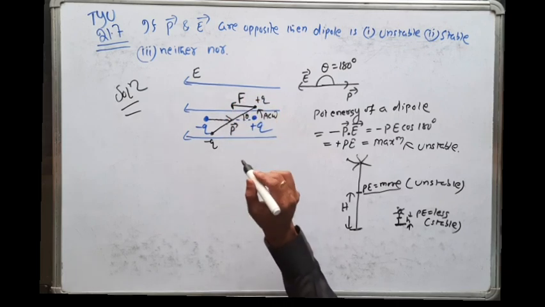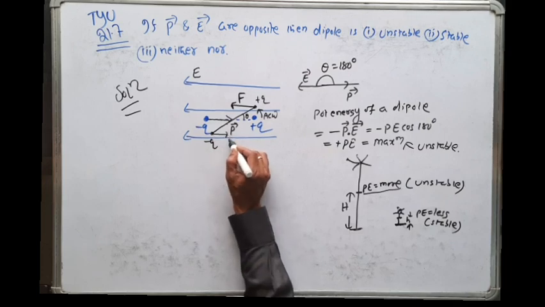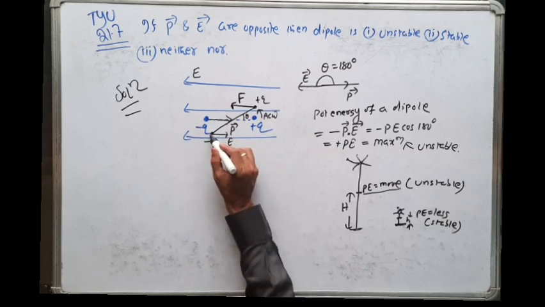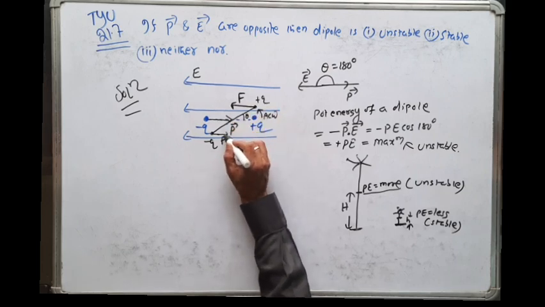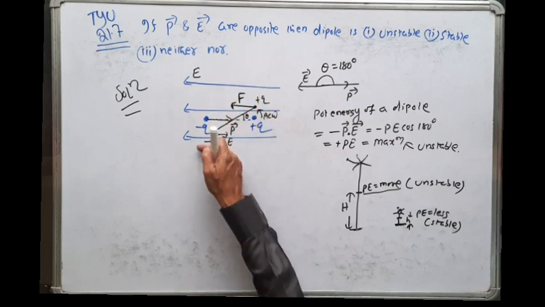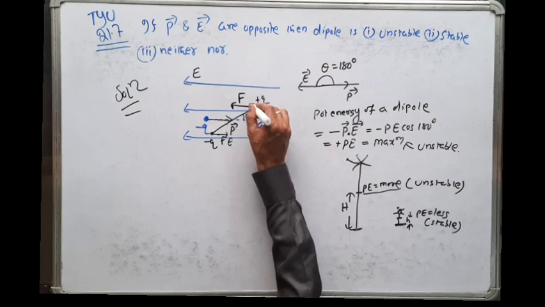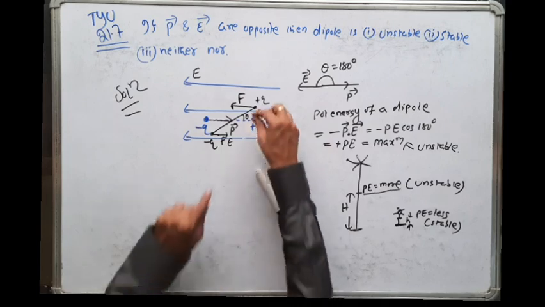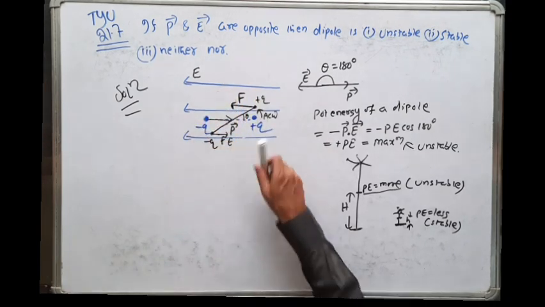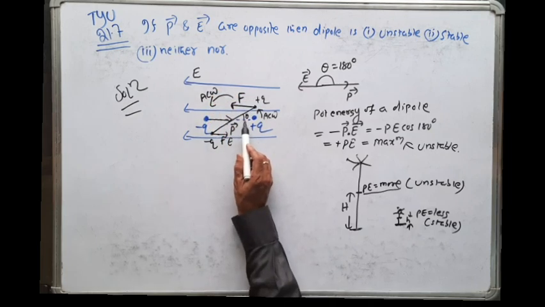And this negative charge will experience a force opposite to that of the electric field because it is a negative charge. So this force and this force will produce a couple, and that couple will produce a torque. Along which direction will that torque rotate the dipole? You see the direction. It will create a moment again in the anti-clockwise direction. So you have already displaced it through a small angle in the anti-clockwise direction.